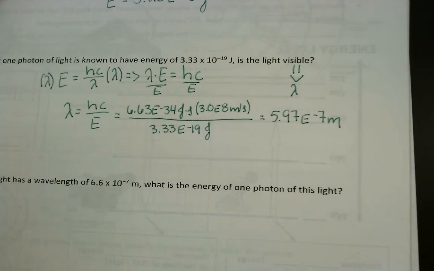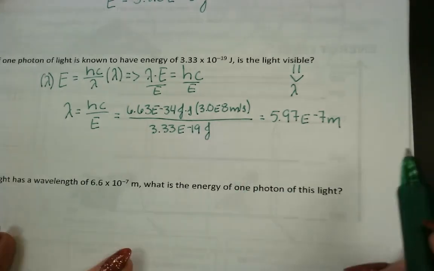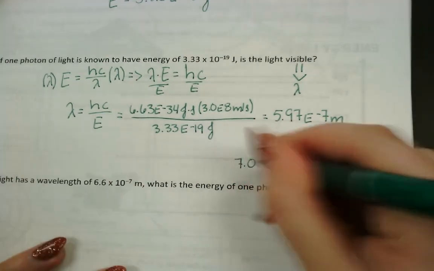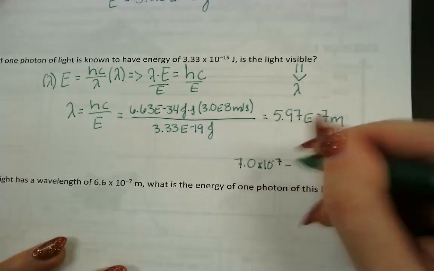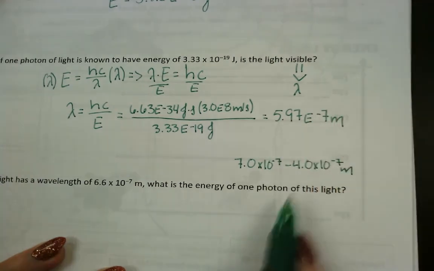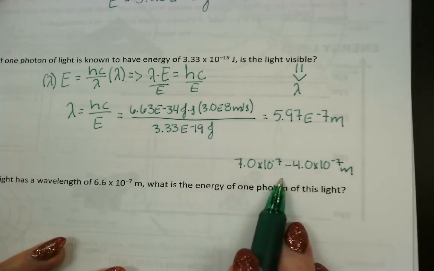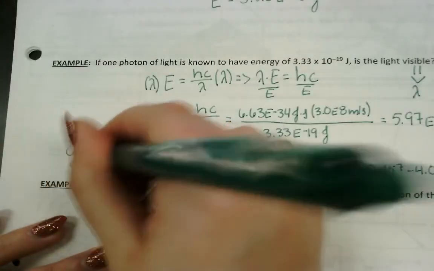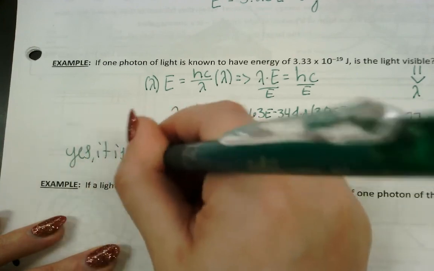So we solved for wavelength, but reminder, that's not answering the question because the question is asking, is it visible? So let's reference our spectrum, right? Visible light goes from 7 times 10 to the negative 7 to 4 times 10 to the negative 7 meters. Does this fall within this range? Yes, it does. So that means that our answer is yes, it is visible.